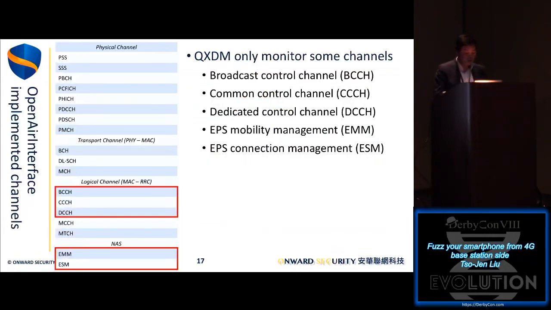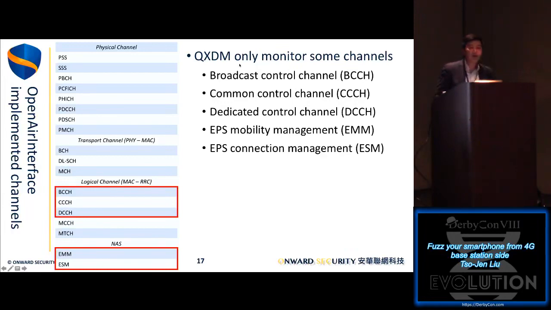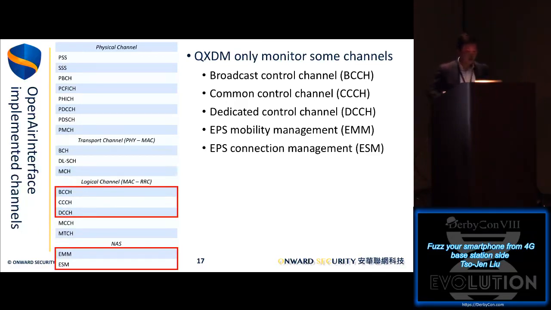We can do fuzz testing on different layers, but QXDM only monitors some channels. So we only do testing on these channels, like the BCCH, CCCH, DCCH in the eNodeB and EMM, ESM in the EPC. If you do fuzzing on other channels that QXDM does not support, we may not be able to find what kind of method or what kind of data causes the cell phone to crash. So in this research, we only do fuzz testing for these channels.